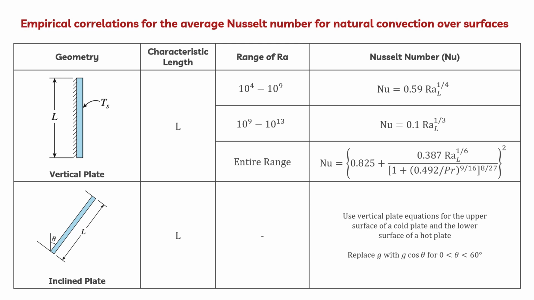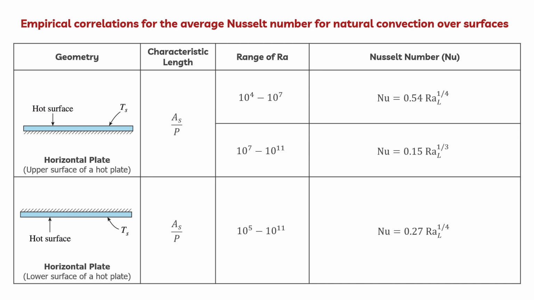First, we have the vertical plate that is constant in temperature, holding three Nusselt number relations of varying ranges. This is followed by an inclined plate which has similar Nusselt number relations to the previous. For a horizontal plate, there are three Nusselt number correlations applicable. This is dependent on whether the upper surface or the lower surface of the plate is heated, or if the lower surface and the upper surface of the plate is cooled. A for this geometry is the surface area and P is the perimeter.